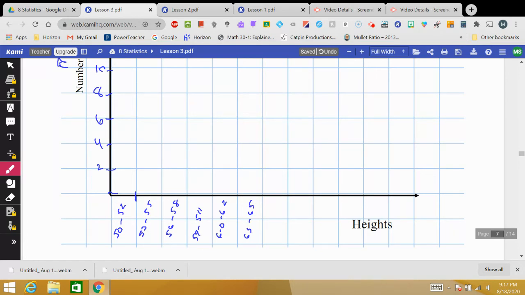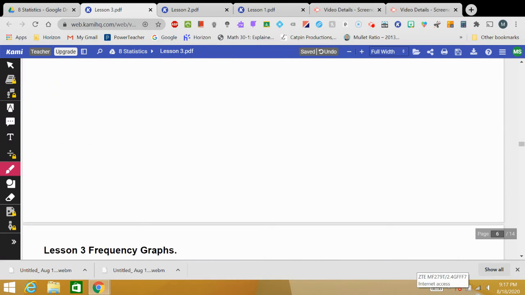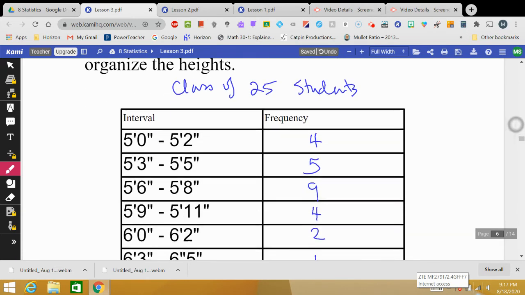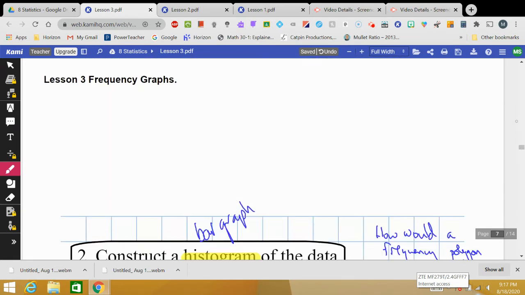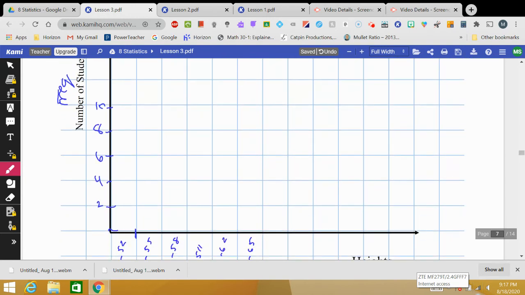Okay? So my numbers were, whoops, a little too far there, 4, 5, 9, 4, 2, 1. So since this is a bar graph, what I'm going to do is I'm going to draw bars for each one of these, like this.